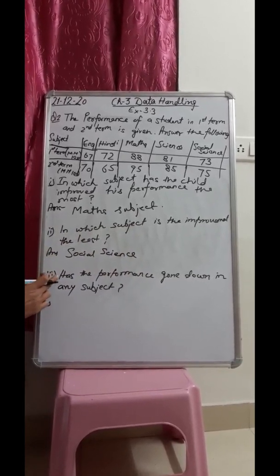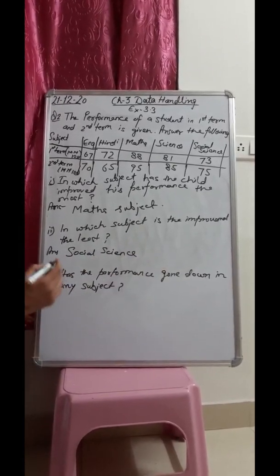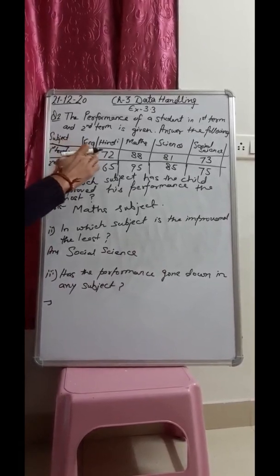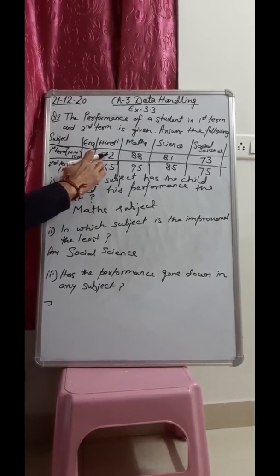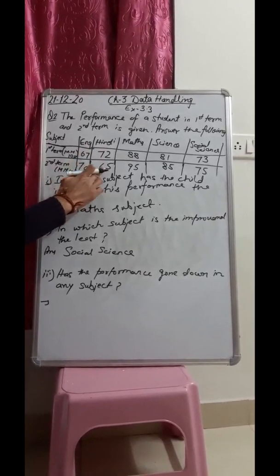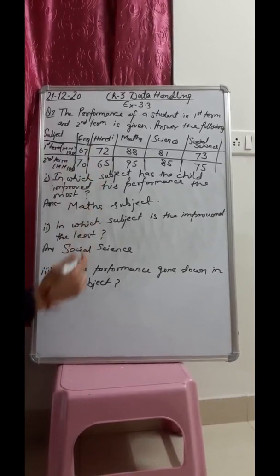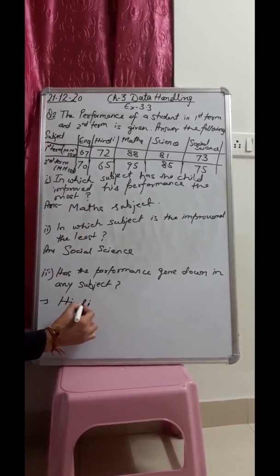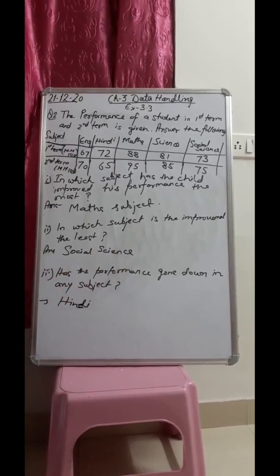Third question is, has the performance gone down in any subject? Yes. The subject name is Hindi. Here we can say that in first term in Hindi, the child has scored 72, but in second term it has scored 65. That means the performance has gone down by 7 marks. So the name of subject is Hindi. Hindi is the subject in which the performance has gone down.